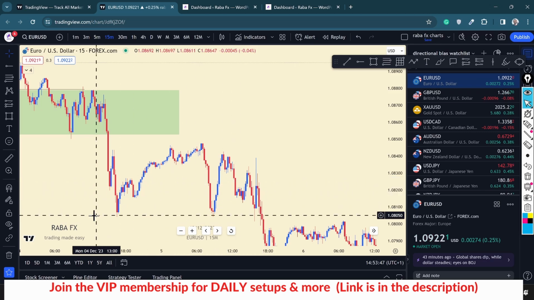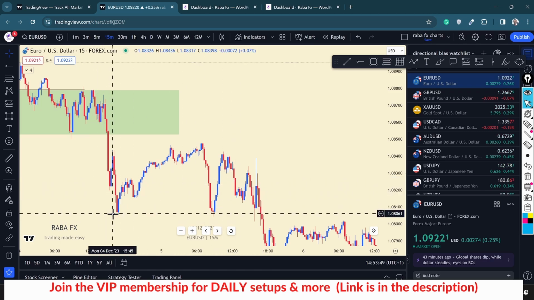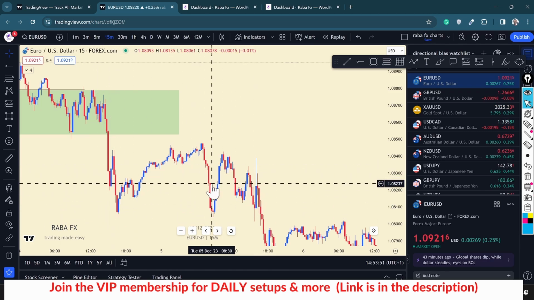In the next video, I'm going to do a trade breakdown of one of the recent trades I took using this particular concept.